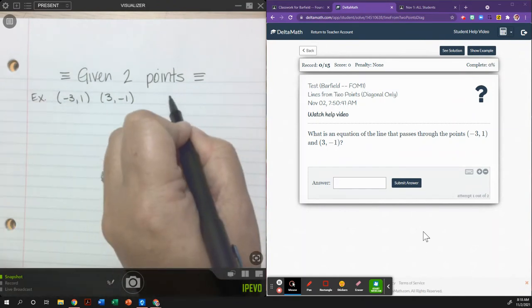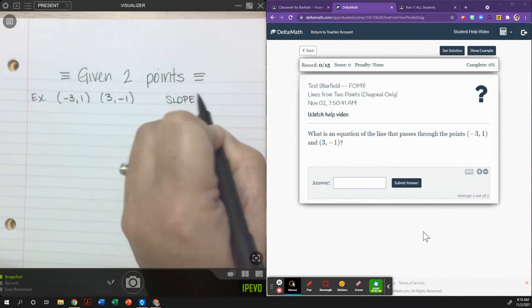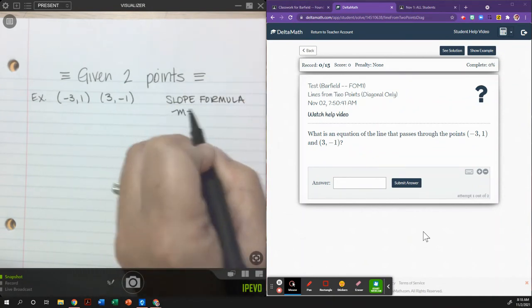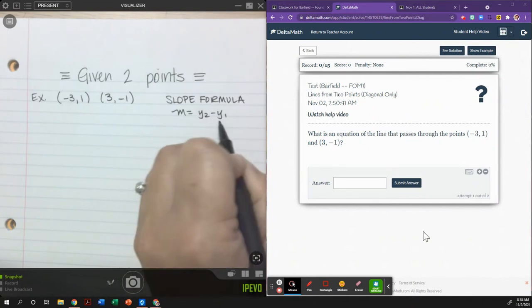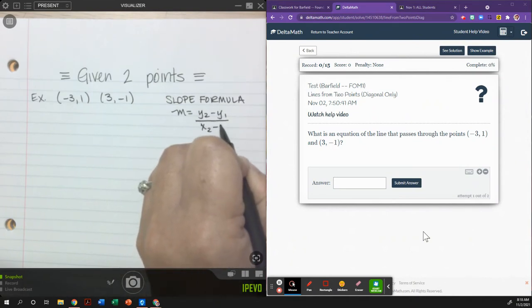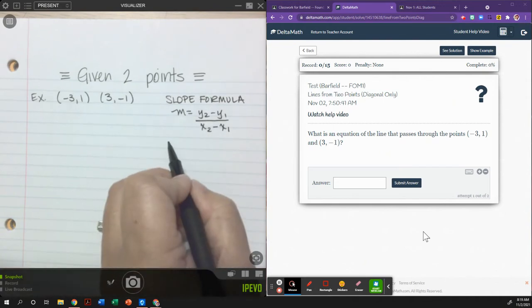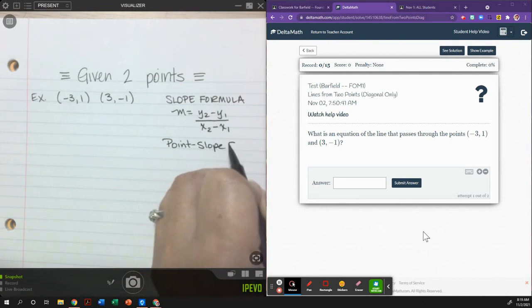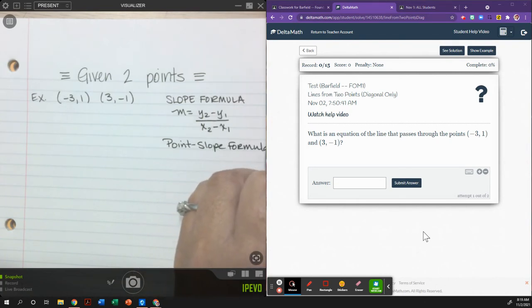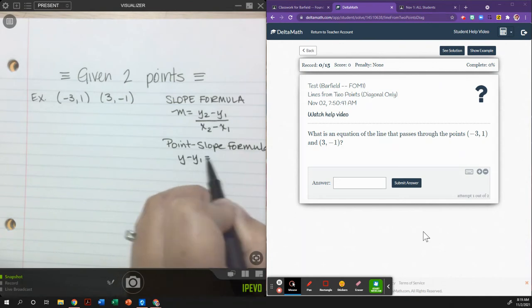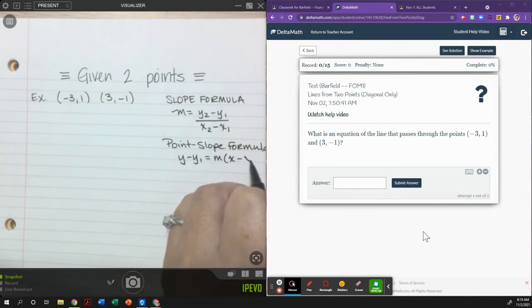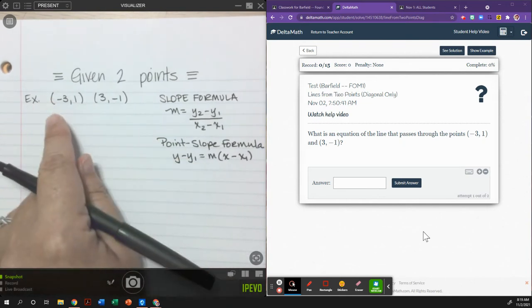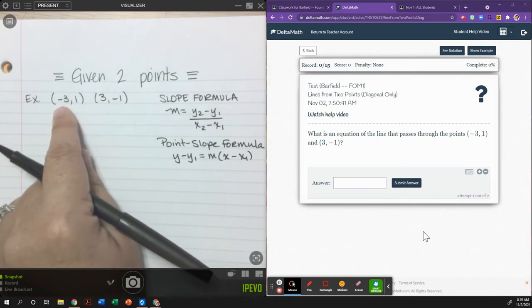So we need our slope formula, which you have already learned and already worked with. So m equals y2 minus y1 over x2 minus x1. And then we need our point slope formula that we learned last week. So y minus y1 equals m times x minus x1. So I'm going to use both of these formulas to write the equation of a line because I've been given 2 points, all right?